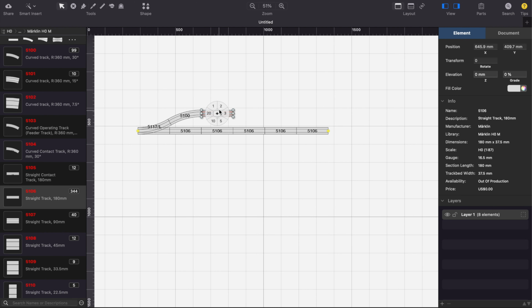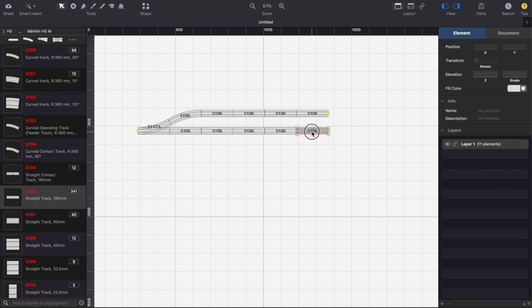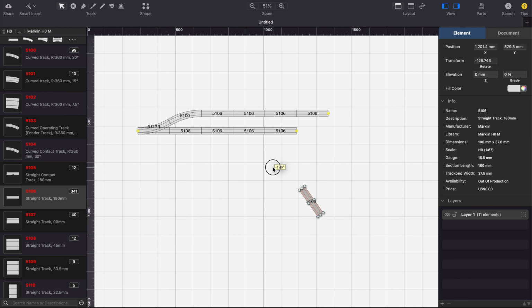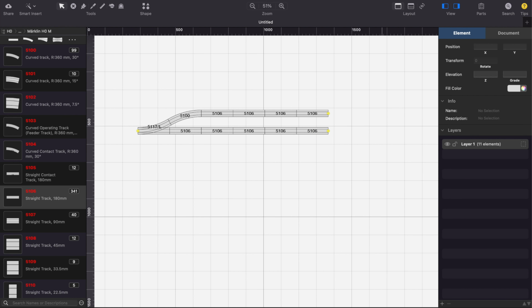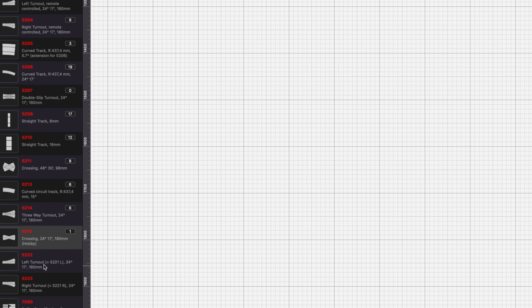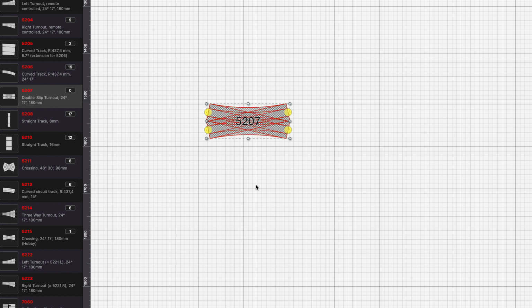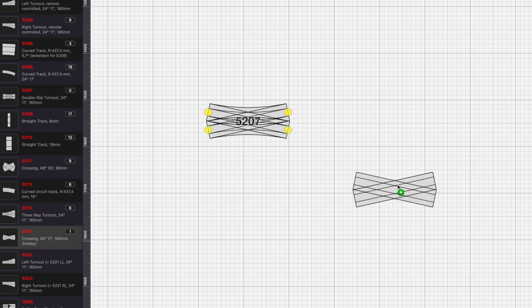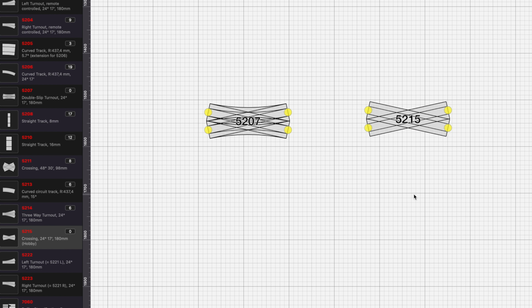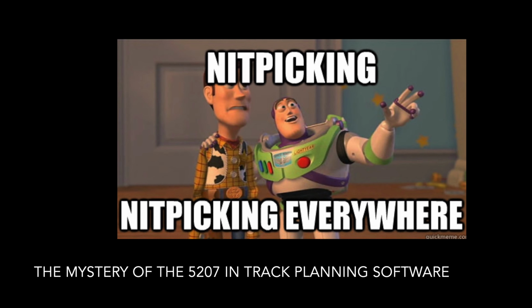Over the years, I have learned to deal with a few quirks here and there, but one of them can be a real pain, and unfortunately, it has to do with the track library for Märklin M-track. The problem is the geometry of the 5207 double switch and 5215 crossing. As we will see in the video, this problem is not limited to Railmodeller Pro though, and applies to other track planning software packages too. So in this video, we are going to get a bit geekier than usual and have a look at the problem and at a few ways to work around it.